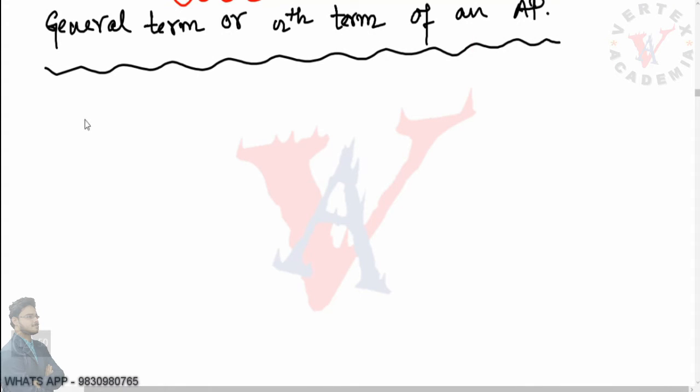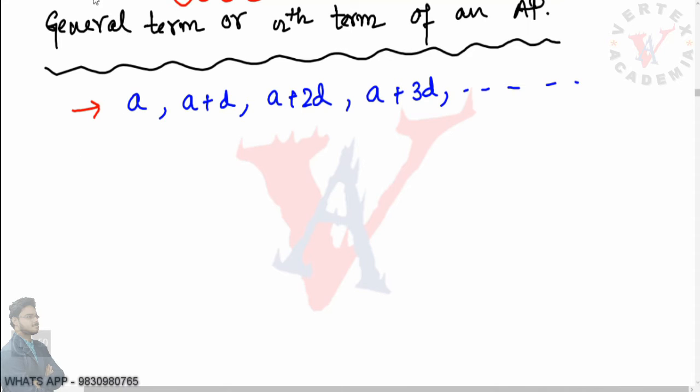So what is an AP? What is the format of an AP? It is A, comma A plus D, comma A plus 2D, comma A plus 3D, and it goes like this, right? So if we write this, what is the first term? That is A1. A is the first term. So A1 equals A.